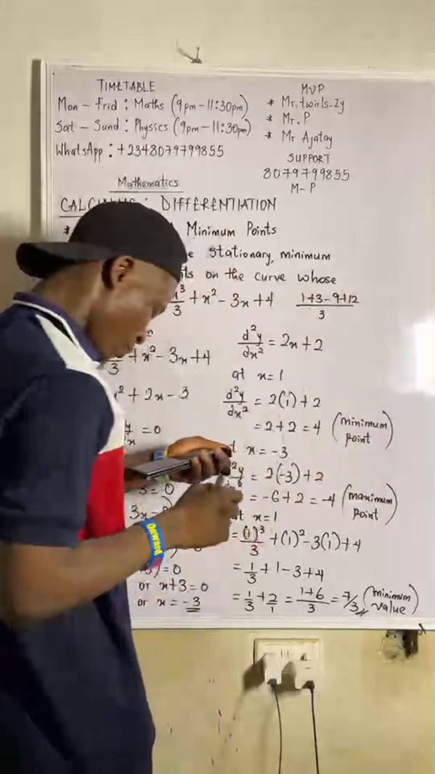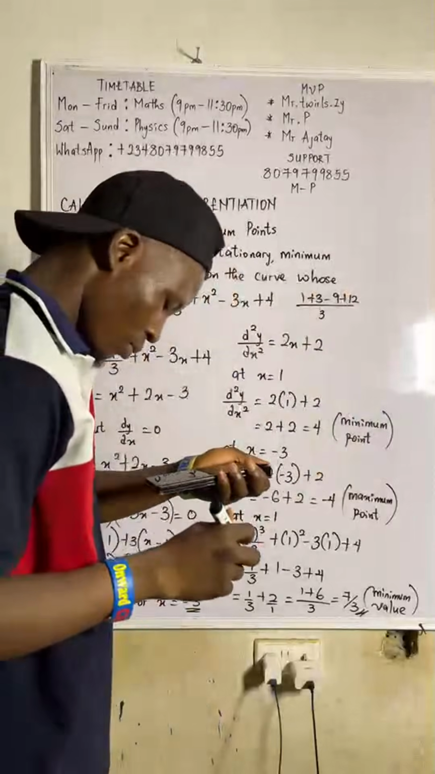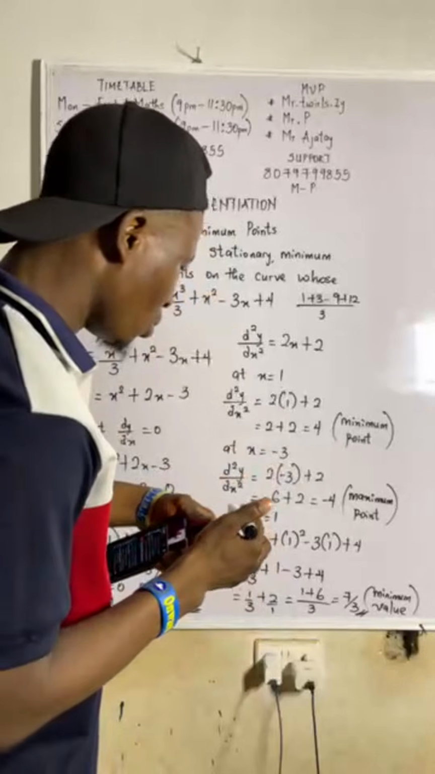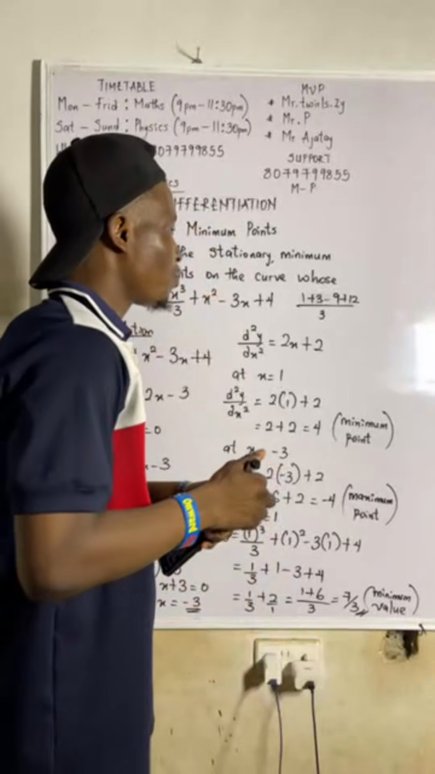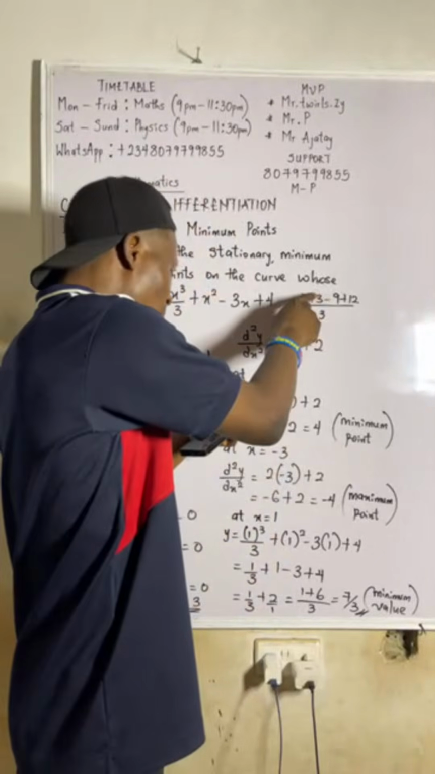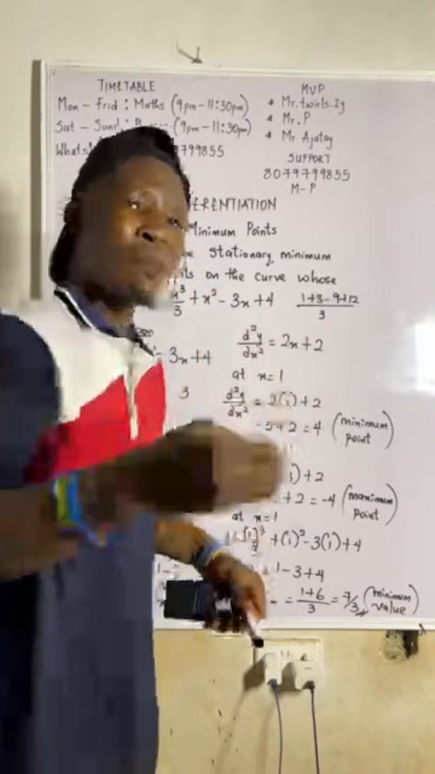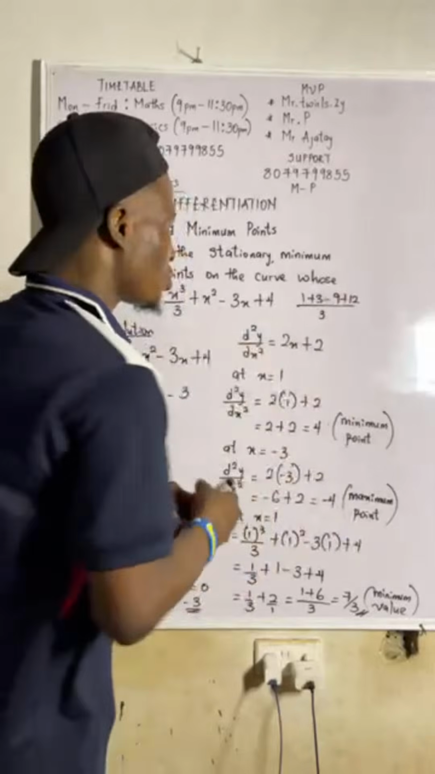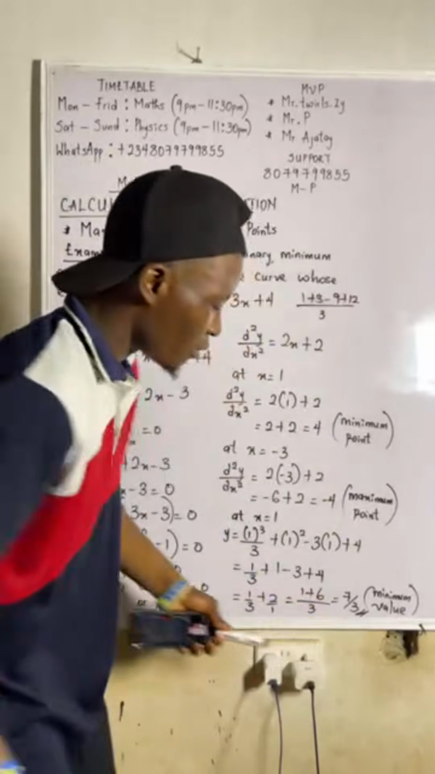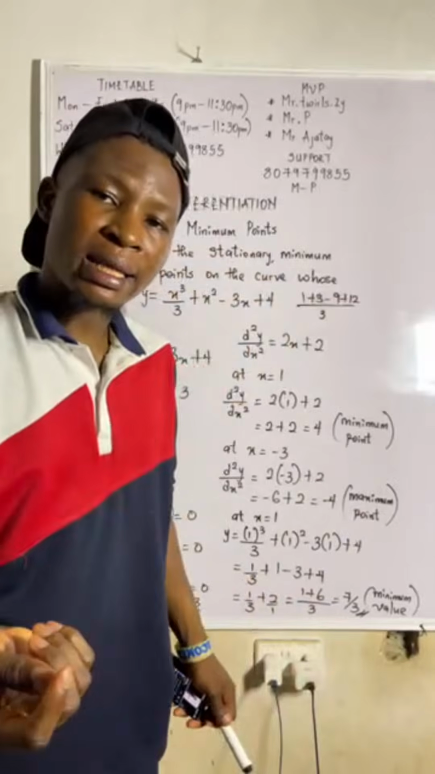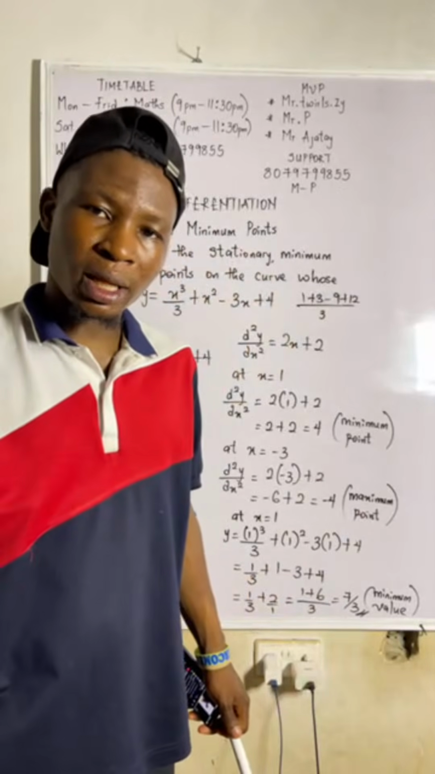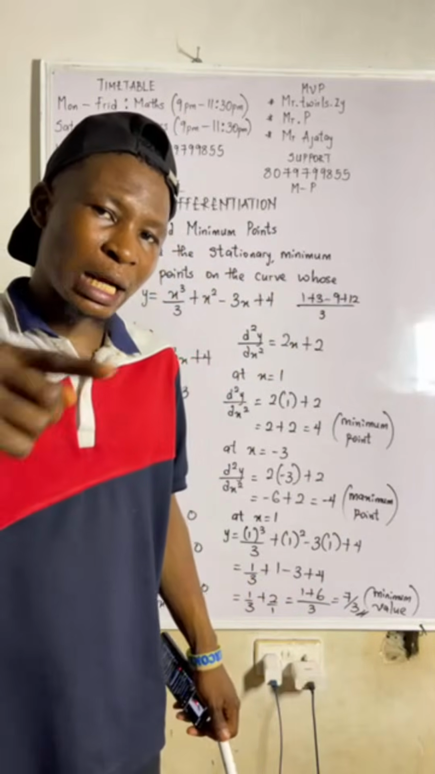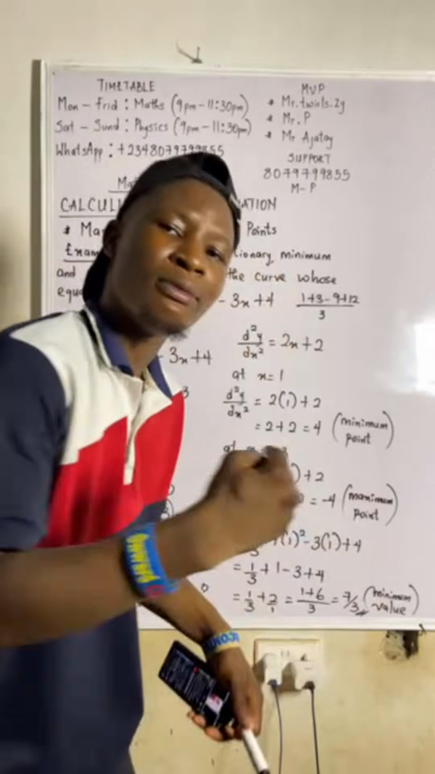1 plus 3 is 4. 4 minus 9 will give you minus 5. Minus 5 plus 12 will give you 7. So that will give you 7 over 3. If you check the answer, 7 divided by 3 is 2 point something. It is still greater than 0. That is our minimum value.